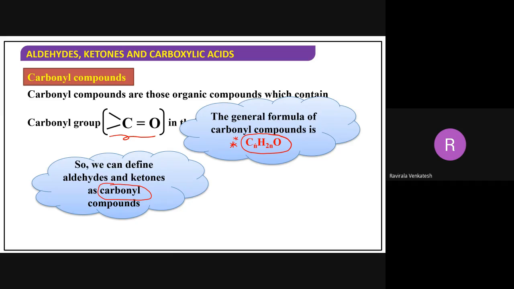CnH2nO is the general formula for both aldehydes and ketones. They have the same molecular formula. Both aldehydes and ketones are functional isomers. Their functional groups are different, but they have the same molecular formula. When the molecular formula is the same but the functional group is different, they are called functional isomers. For example, aldehydes and ketones are functional isomers.